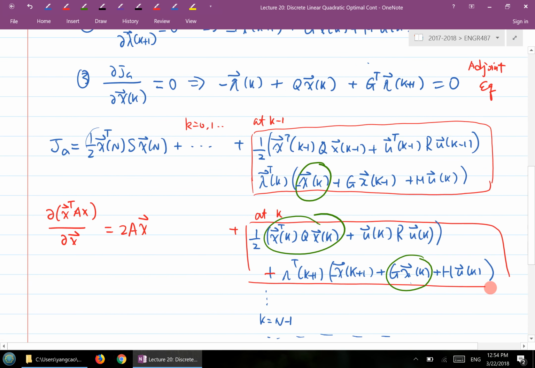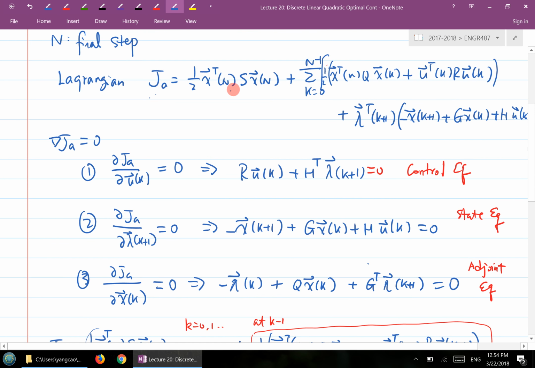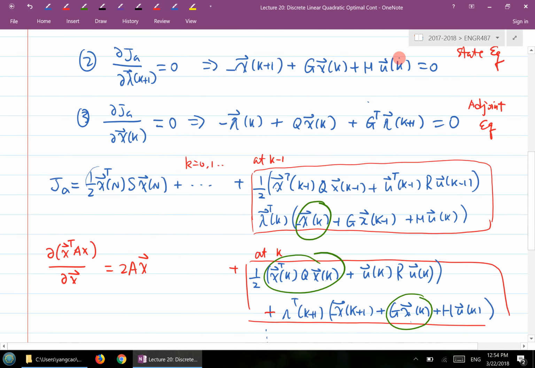Let's move back a little bit here. Basically the question is, where do we see the x of n in here? Technically speaking, you have x of n here, but if you look at this one here, when k equals n minus 1, what's the last term? It's x of n, and then a lambda of n, and here is x of n again, right? So technically speaking, you have two places.